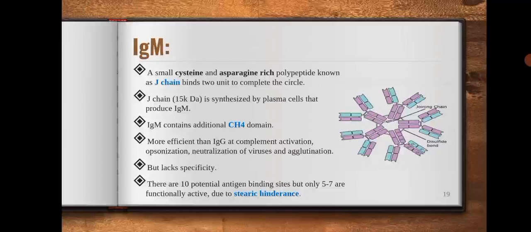IgM antibody contains an additional CH4 domain, and is more efficient than IgG at complement activation, opsonization, neutralization of viruses and agglutination, but lacks specificity. There are 10 potential antigen binding sites, but only 5 to 7 are functionally active due to steric hindrance.